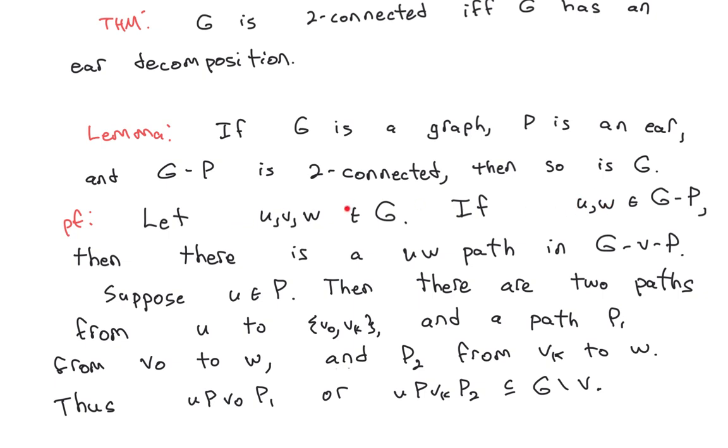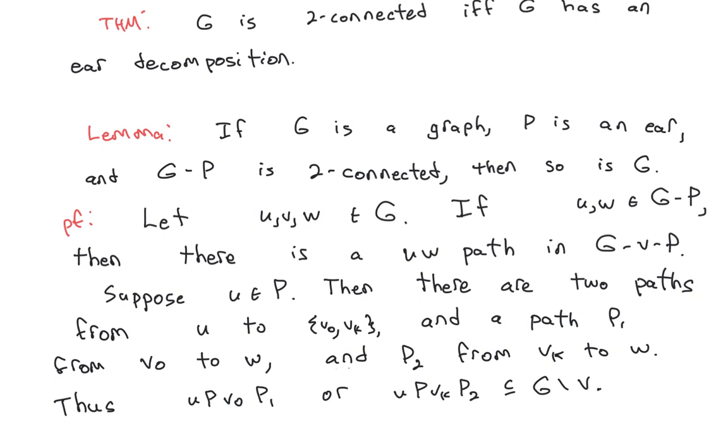If U and W are in G minus P, then we already know there must be a UW path in G minus V minus P. If V is on the path, that's because G minus P is connected. If V was not on the path P, then this is because G minus P is two connected, and so deleting the vertex V still gives you a connected graph.